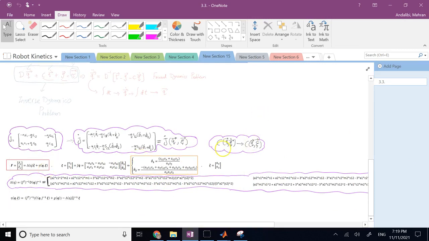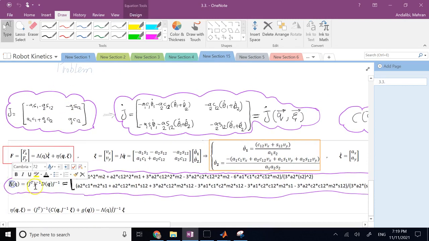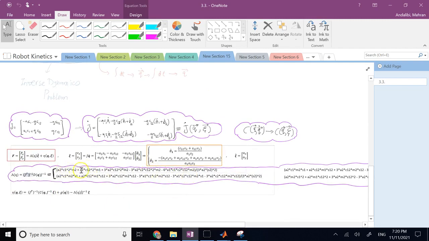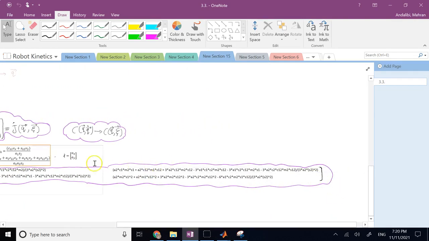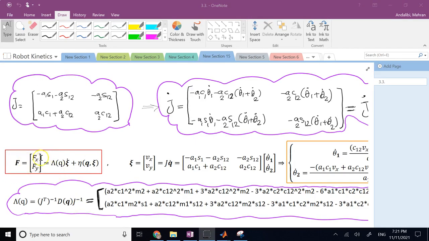If I want to do that same thing here, my cap lambda matrix, which is J transpose inverse D times J inverse, is going to be this huge thing that you can see here, this big thing inside this bracket. Here I used MATLAB symbolic, and you see this 2 by 2 giant matrix with all of these numbers. Now if you focus on this area, my equation of motion is F equals lambda xi dot plus eta.